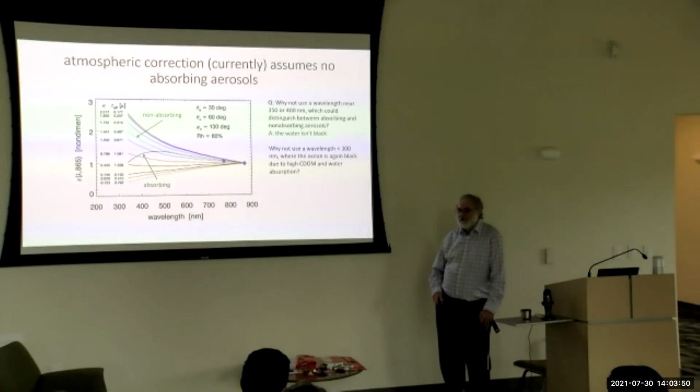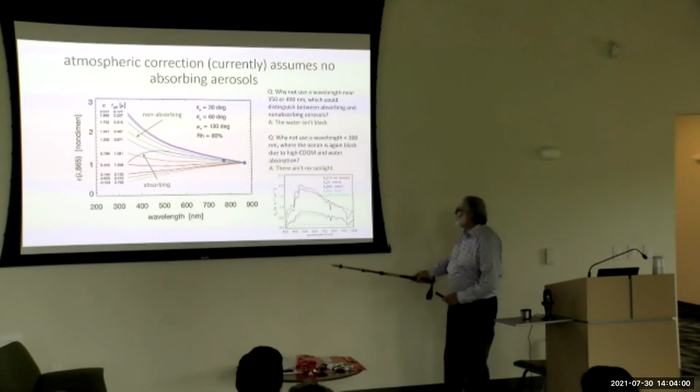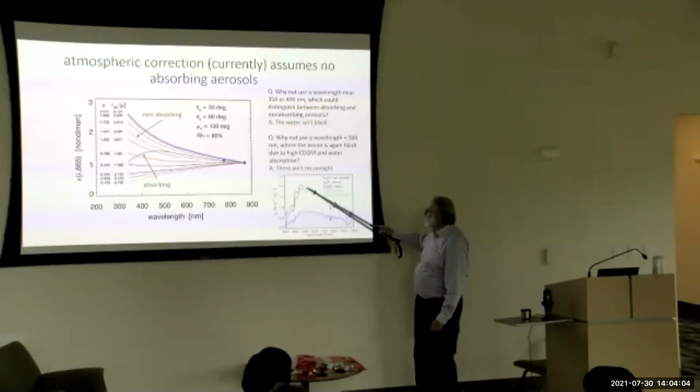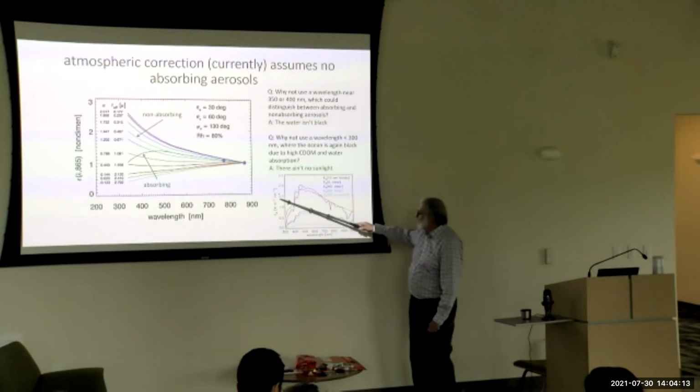Nobody does remote sensing below 300 nanometers. Well, that could be, but the real answer is there ain't no sunlight down there. So here's the top curve, the extraterrestrial solar irradiance, and at say 300 nanometers, it's about 0.5 watts per square meter per nanometer.